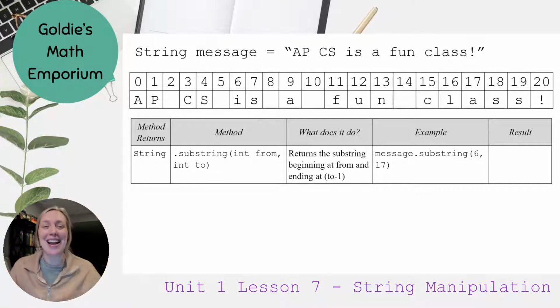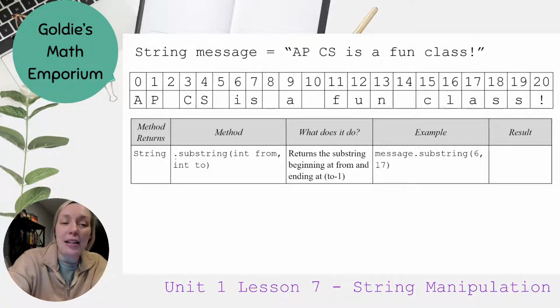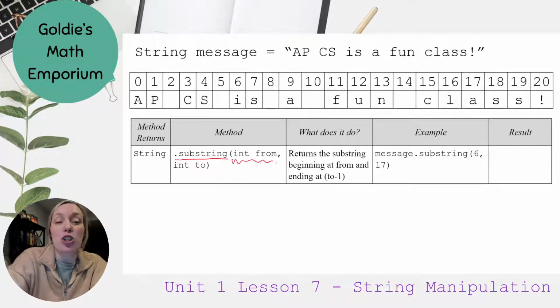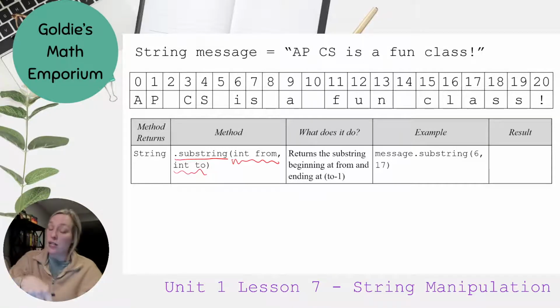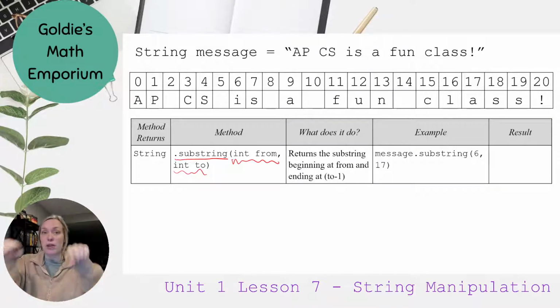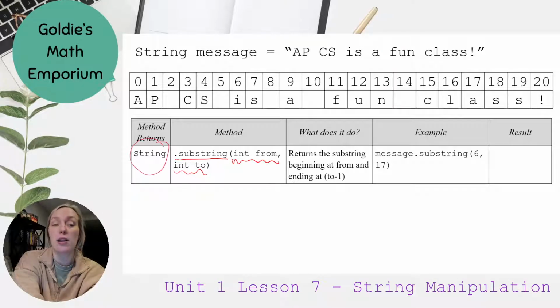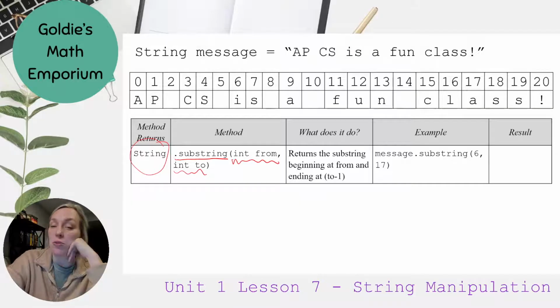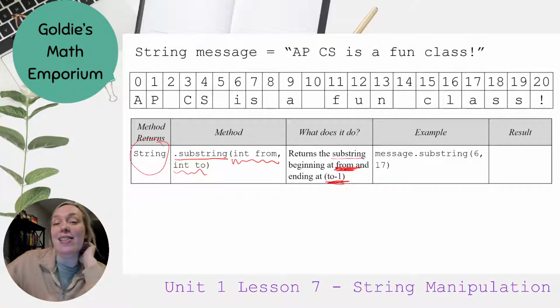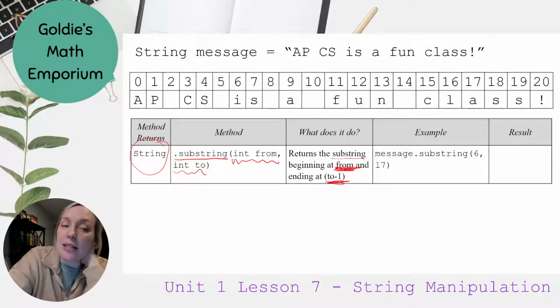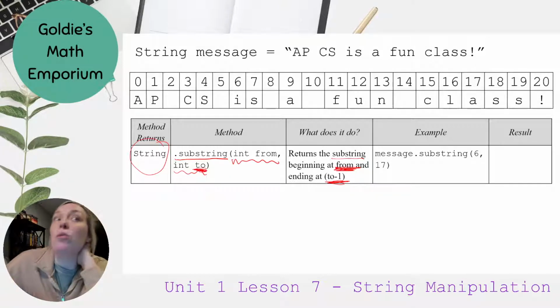Here's the first way, where we have dot substring, and it accepts 2 parameters. I call them int from and int to. So 2 parameters, and it's going to return a string. What type of string is it going to return? It's going to return the substring beginning at whatever index you give it first, and ending at 1 less than the second, so that's to minus 1, to referring to this second parameter over here.